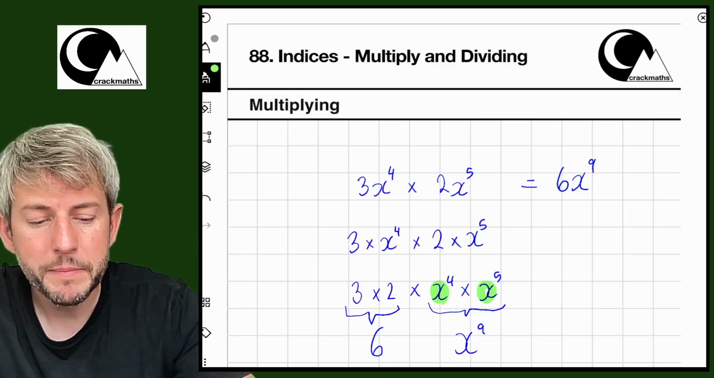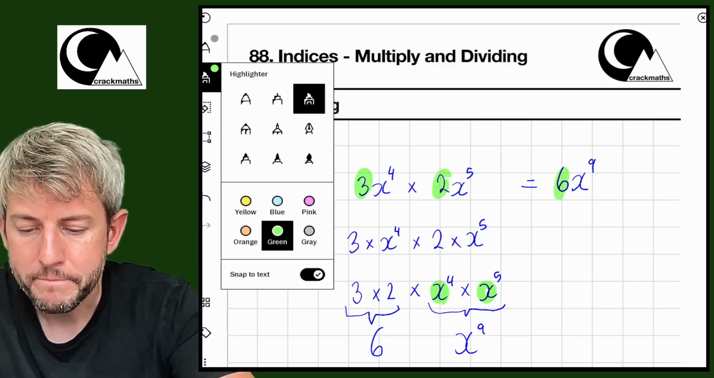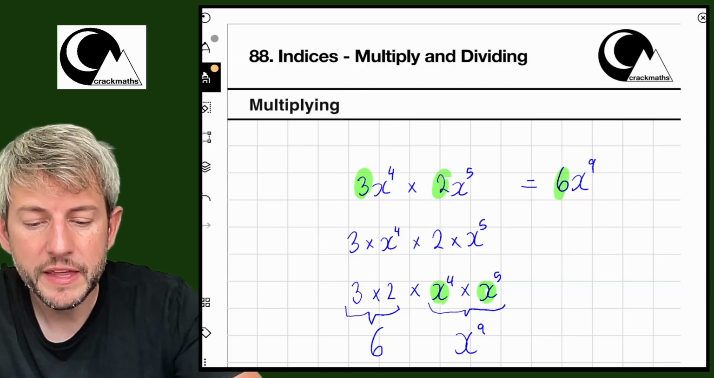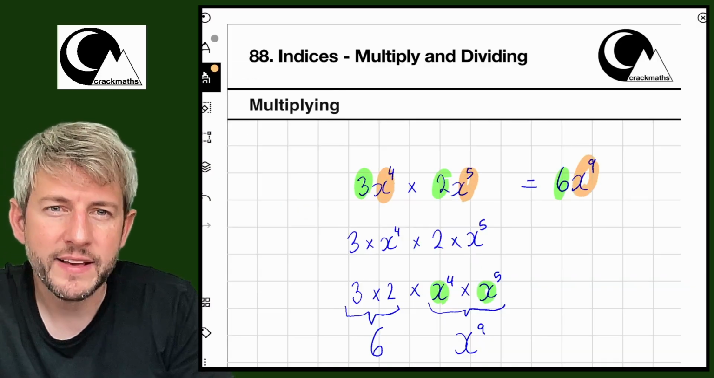And so you can think about that as doing the 2 times the 3 to get the 6, and then we can look at the x to the 4 times x to the 5 to get the x to the 9.